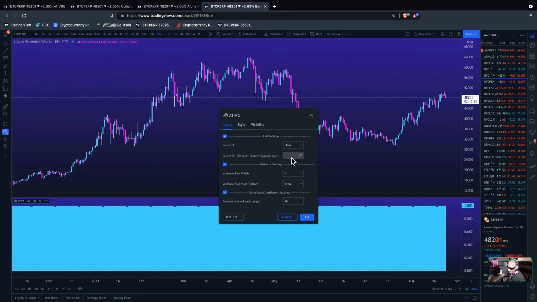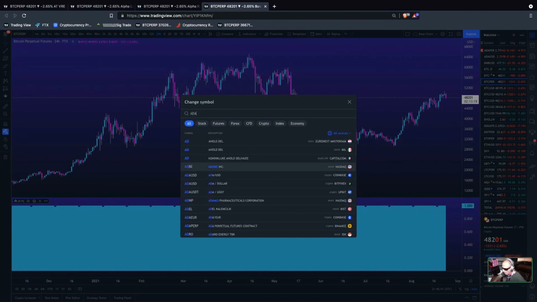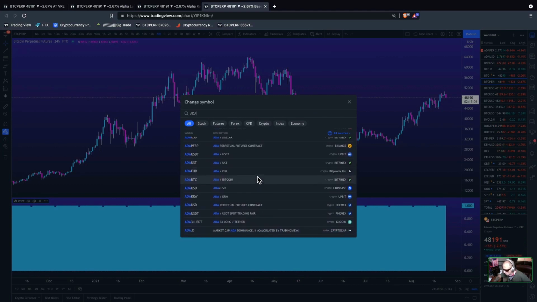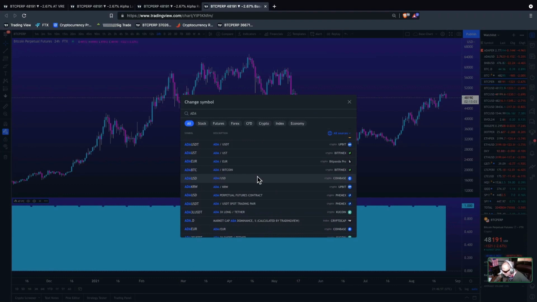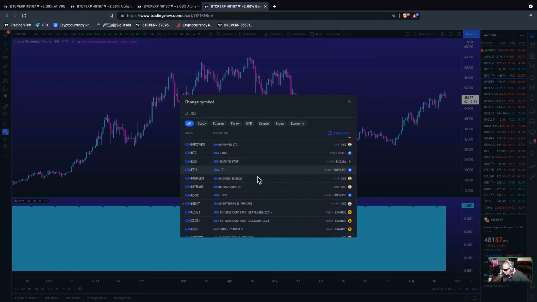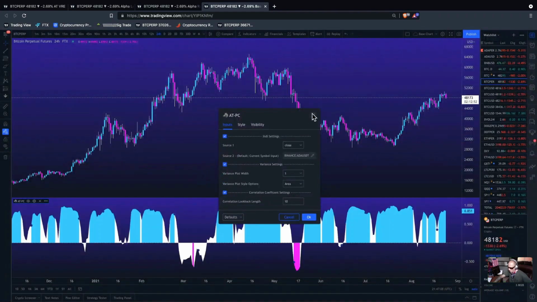So take, for example, what do I want to correlate Bitcoin to? Let's check out ADA. Let's check out Cardano. Let's see what's going on. We can go to Binance, but I want to go to the Tether pair on Binance. There we go. No, that's futures. Tether. Boom. Okay, there we go, ladies and gentlemen.